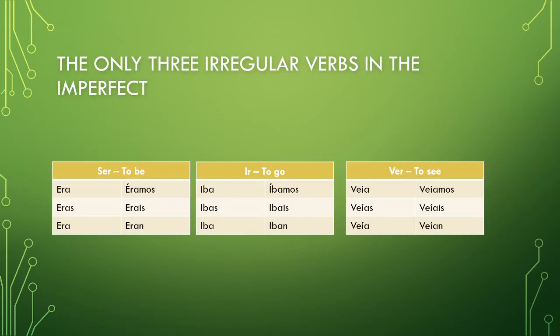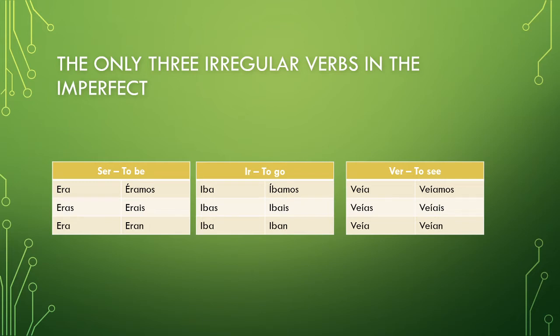So the only three irregular verbs in the imperfect tense are ser, to be, ir, to go, and ver, to see. Of course, the good news is there's only three. The bad news is you have to memorize them. They do follow a pattern, though.